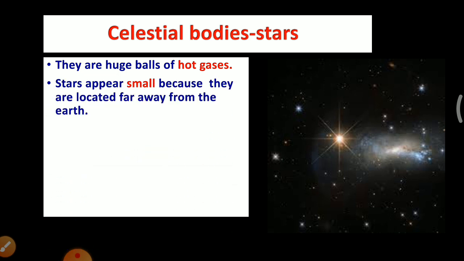Stars appear small because they are located far away from the earth. Normally the size of the star is very big, but it appears very small because it is placed and located far away from the earth. So it looks very small.